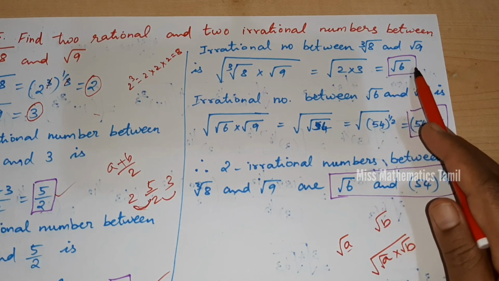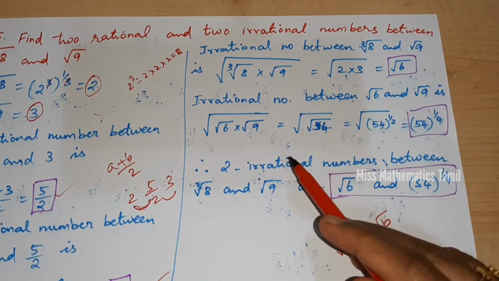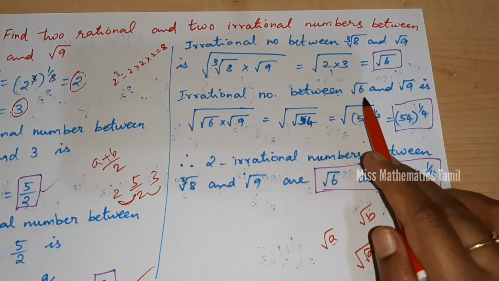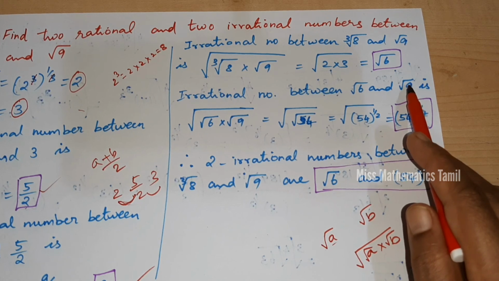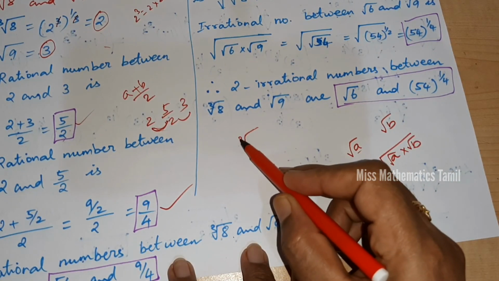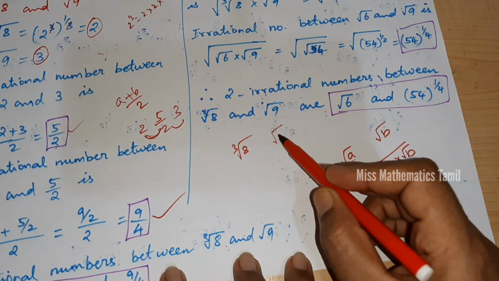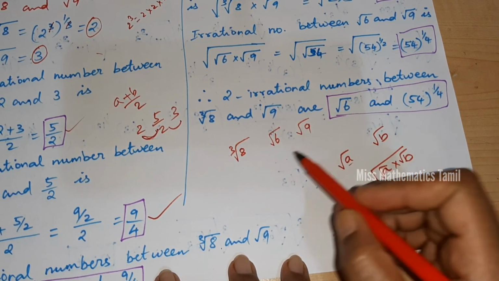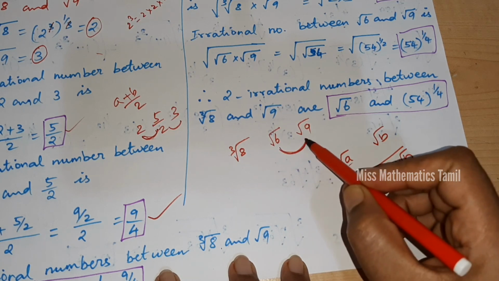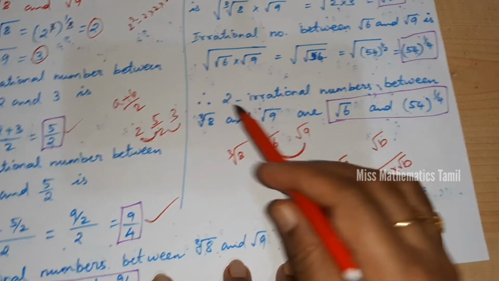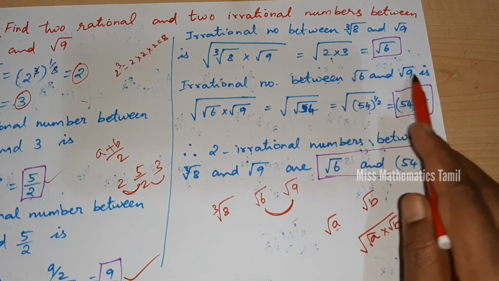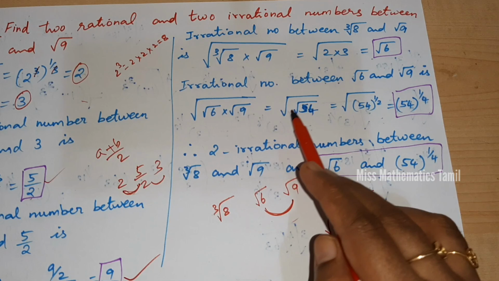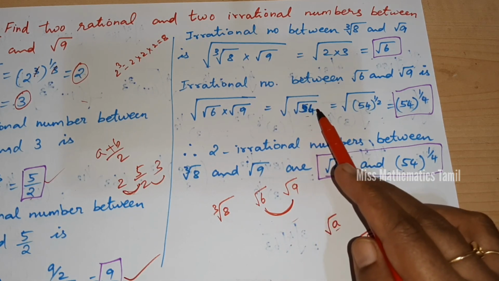Only one irrational number we found. One more we have to find. So the irrational number between root 6 and root 9. See, cube root of 8 is in between root 6 and root 9. Now I am going to find in between root 6 and root 9. The irrational number between root 6 and root 9 is root of A into B. So root of root 54.